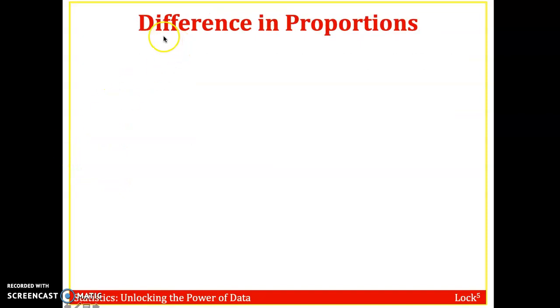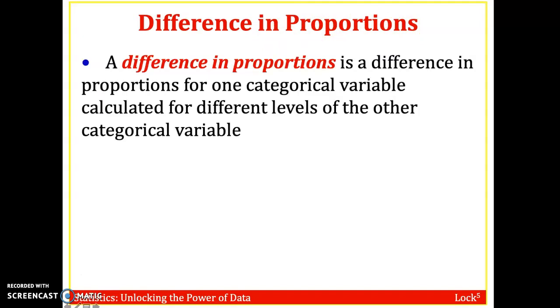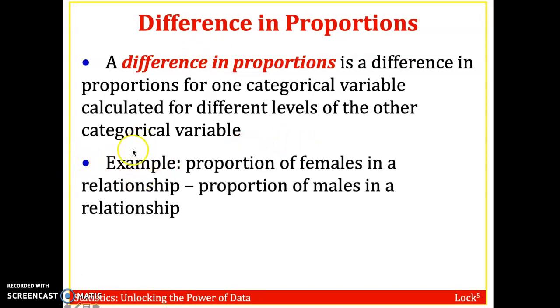Okay, so that leads us to difference in proportion. We're going to be studying this idea, looking at two different populations or two different subgroups of a population and see if there's a difference in proportion between these two groups. And here's a definition: difference in proportion for one categorical variable calculated for different levels of the other categorical variable. As an example from the previous survey, proportion of females in a relationship compared to the proportion of males in a relationship.